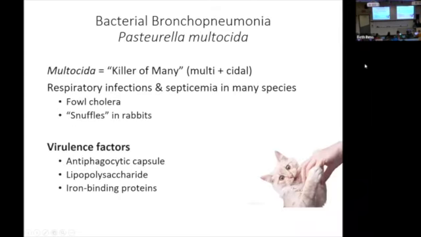Pasteurella multocida, one of my personal favorites, mostly because the name multocida literally means killer of many. Pasteurella, the killer of many. Scary. So this causes respiratory infections in many species, and this is also a big one for septicemia. It's a causative agent of fowl cholera and snuffles, the most common respiratory infection for rabbits. Cat bites, this is the big one. Cat bites that we worry about. That's why they put you on heavy antibiotics.